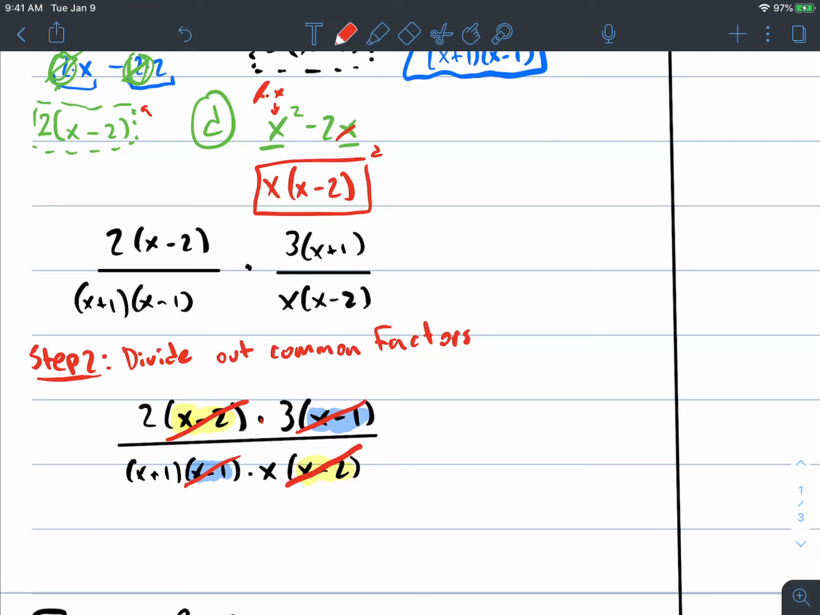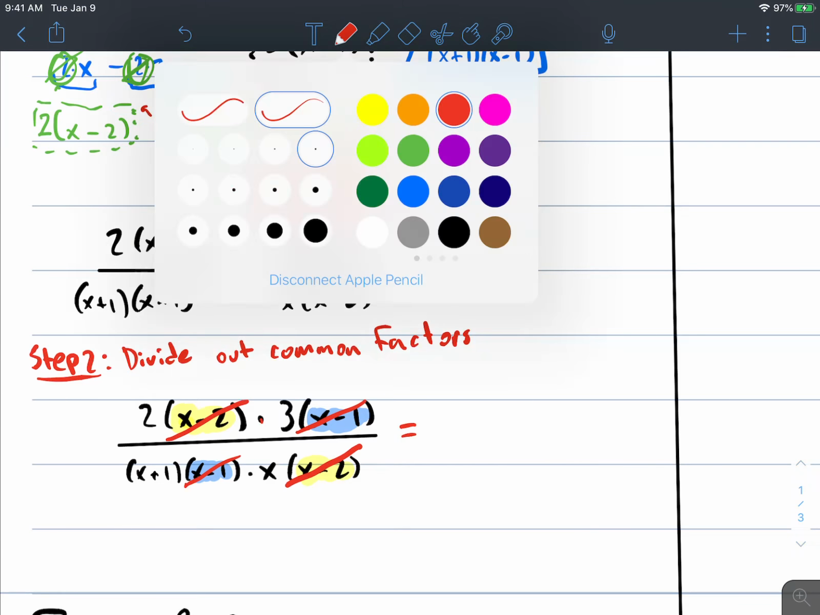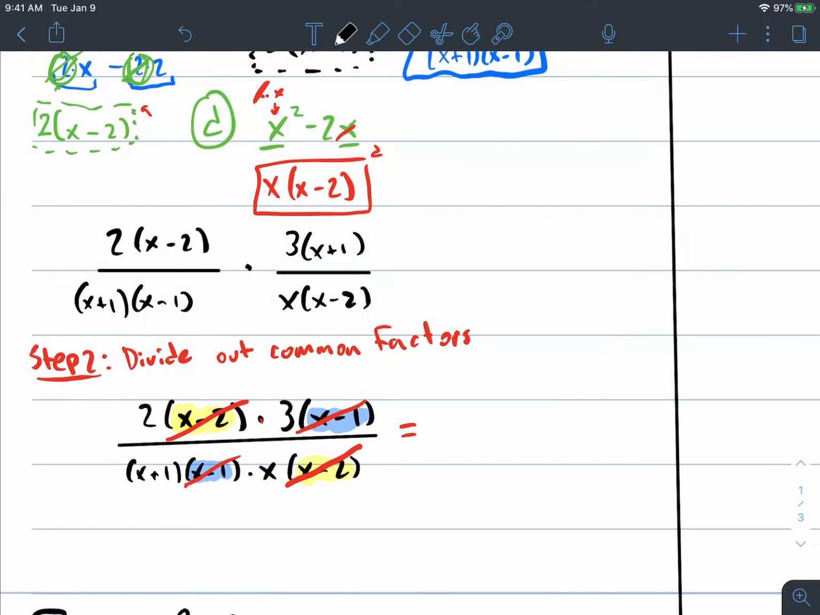So now we're just going to simplify our answer, alright? So what's 2 times 3? 2 times 3 is 6. And then we're just going to leave the bottom part factored. So x plus 1 times x. So x times x plus 1. And that's your final answer. And that's how we do it.